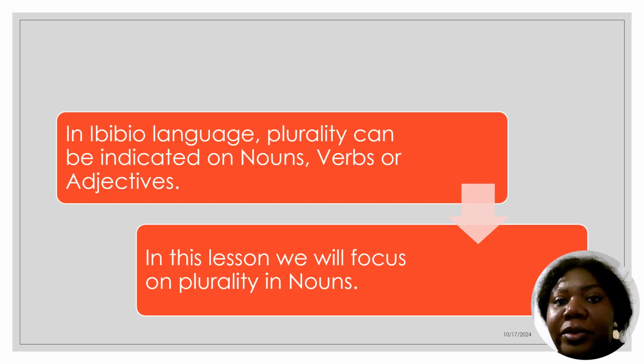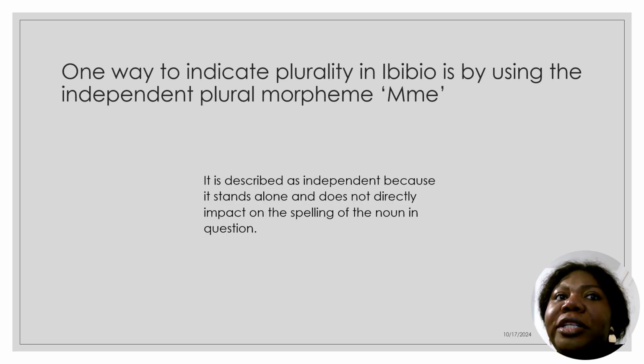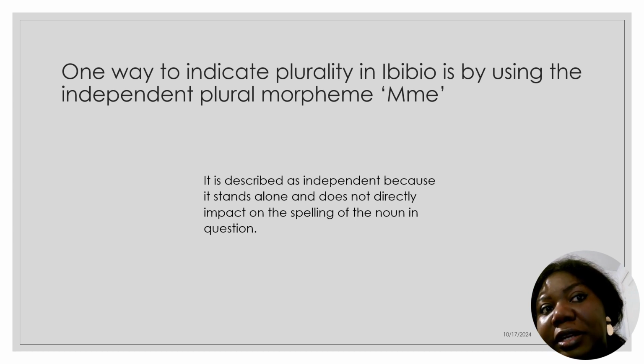In Ibibio language, plurality can be indicated on nouns, verbs, or adjectives. However, in this lesson, I'm just going to focus on nouns, the plurality in nouns. Okay. One way to indicate plurality in Ibibio is by using the independent plural morpheme me. It is described as independent because it stands alone and does not directly impact on the article or on the spelling of the noun that we're showing.